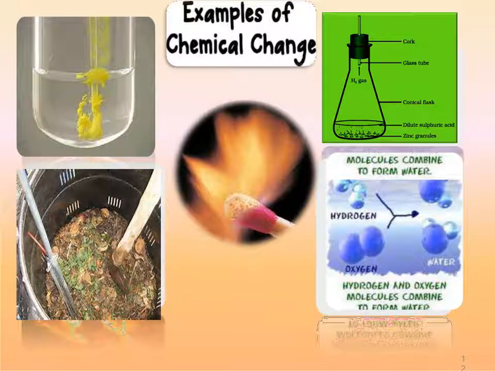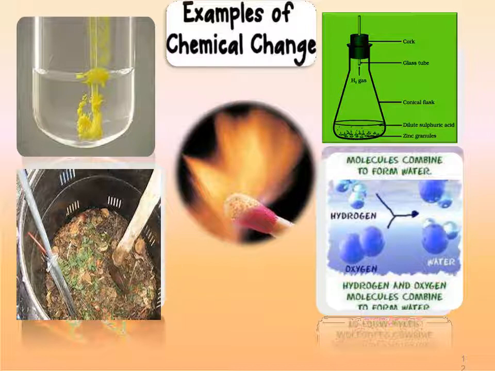These are some examples of chemical changes or chemical reactions. In the first example, you can see that some yellow colored solution is mixed with a transparent solution. Then here it is fermentation of organic manure or organic farming. In the middle of the slide, you can see the burning of plastic. Then here zinc granules react with sulfuric acid, producing hydrogen gas, and then the reaction of hydrogen and oxygen to form water. All these are chemical changes.